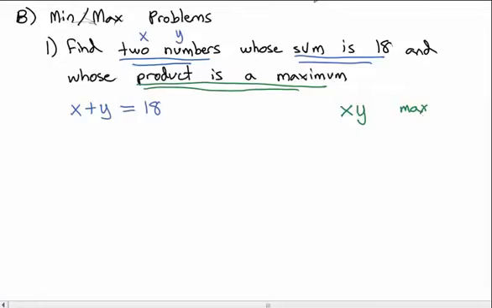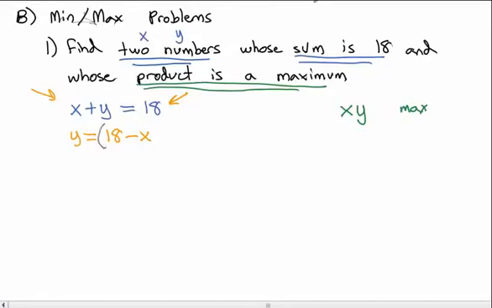Well, we've got two equations, well, two parts. One's an expression, one's an equation. We want to maximize, so let's go back to that equation bit. And let's solve for one of our variables. Let's just solve for y. We can do that by subtracting off the x. Y is equal to 18 minus x.